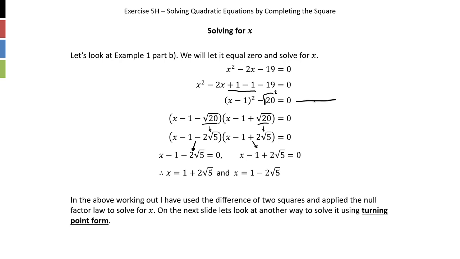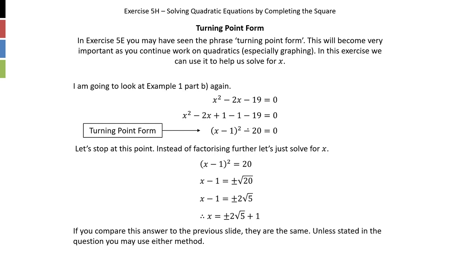Now, you may have seen this before in exercise 2E, something called turning point form. This becomes really important in future work, especially in your graphing. Because what is turning point form? Turning point form is x minus h all squared plus k, where (h, k) is the turning point of your parabola.